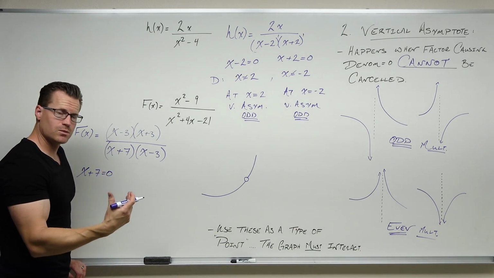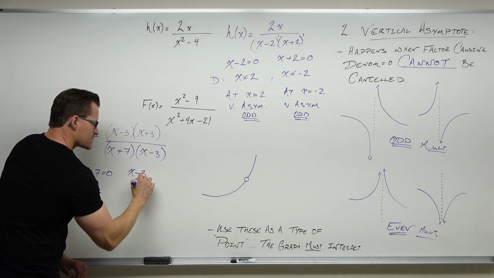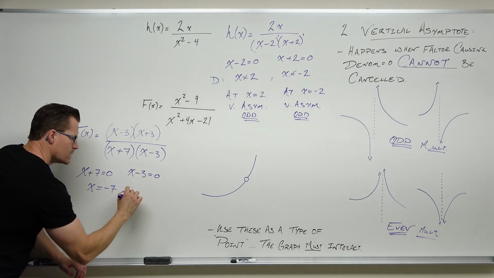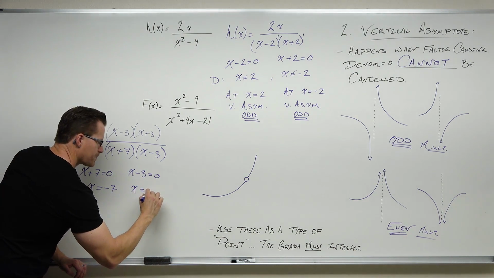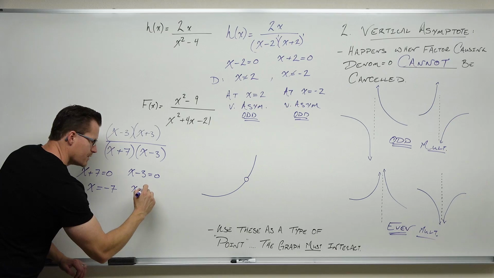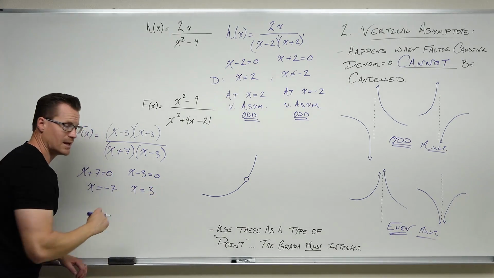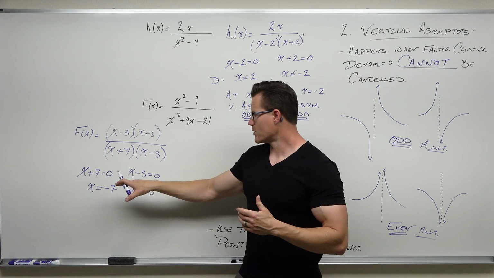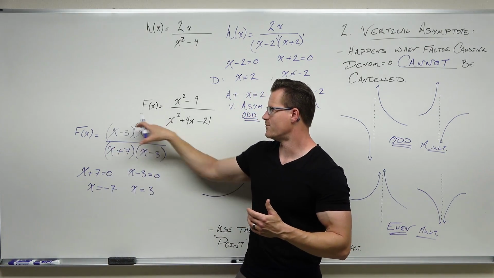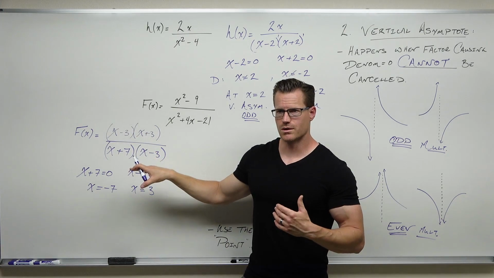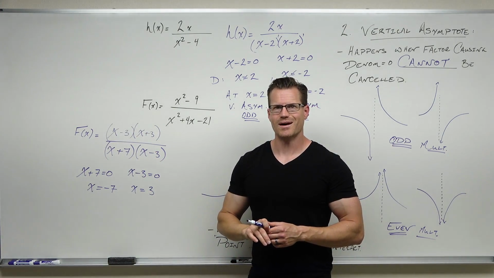So x plus 7 equals 0, and x minus 3 equals 0. That's going to give us two problems, or two discontinuities on this graph. If we subtract 7, we get x equals negative 7. If we add 3, we get x equals 3. Now keep in mind what that means. These are values that are not allowed in this function. If you allow x to equal negative 7, you're going to have a number over 0. If you allow x to equal 3, you're going to have 0 over 0. Isn't that 1?